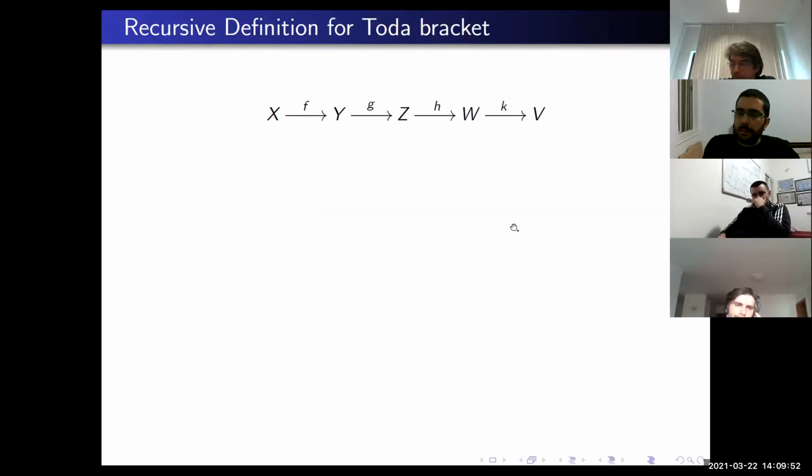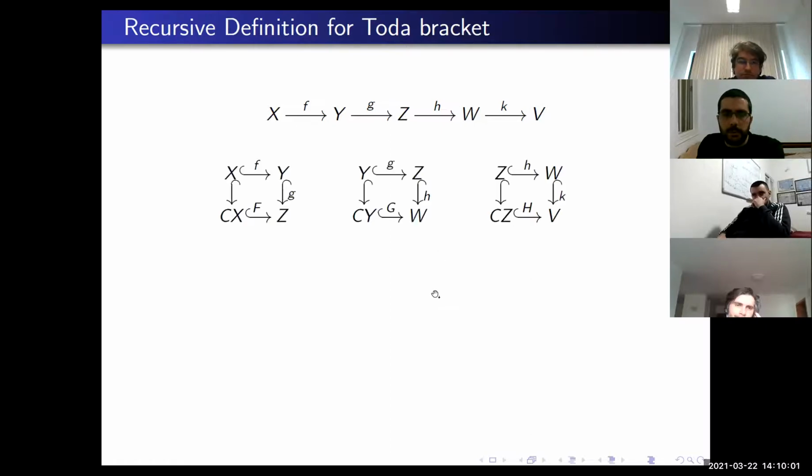So let us go now to the recursive definition. Maybe it is easier to explain the recursive definition. For the recursive definition, if we have four maps, we have null homotopies, F for this composition, G for this composition, H for this composition. So we have the following squares. I can choose this square to be cofibrant squares, okay?